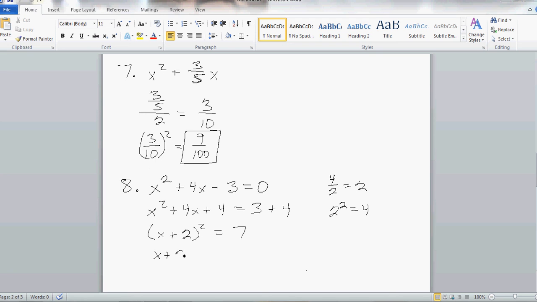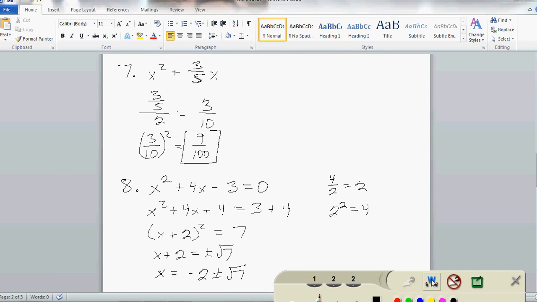So it'll be x plus 2 equals plus or minus the square root of 7. And then to solve for x, all we have to do is subtract 2, so that x equals negative 2 plus or minus the square root of 7. And there's the answer for number 8.